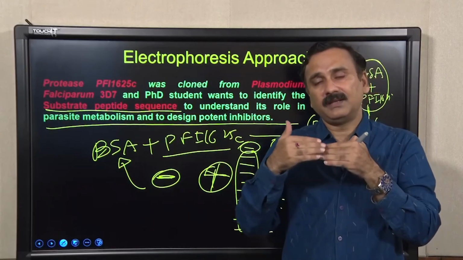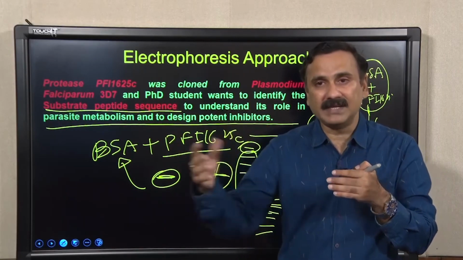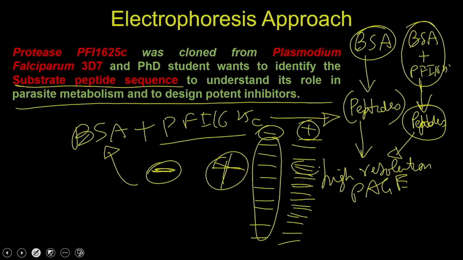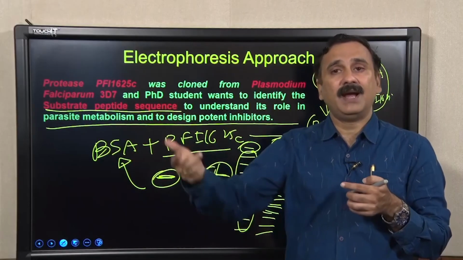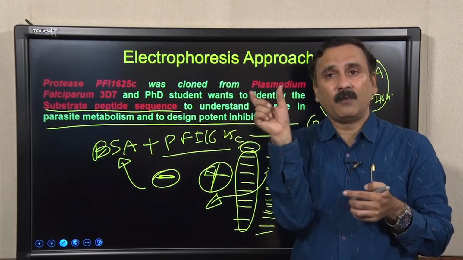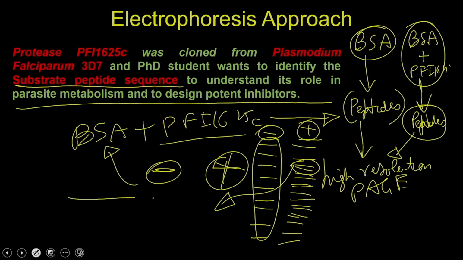Once you see these reappearing and new bands, you can simply take them out of the gel with the help of electroelution, or use some other technique to extract these protein bands, and then go with proteomics approaches to identify the peptide sequences. Suppose this is a protein, and it has been chewed up at multiple places by PFI 1625C. This is the peptide you are going to see in the sample.